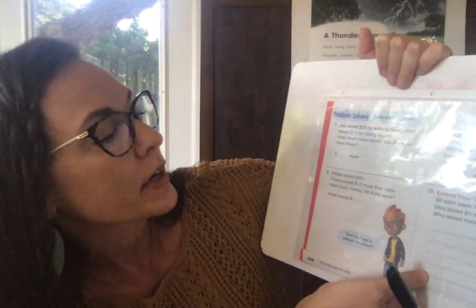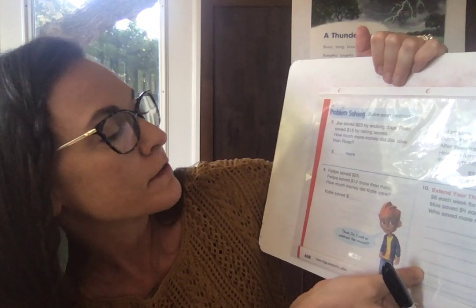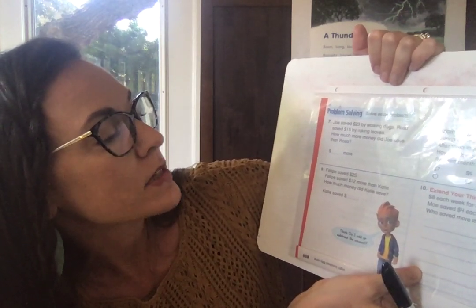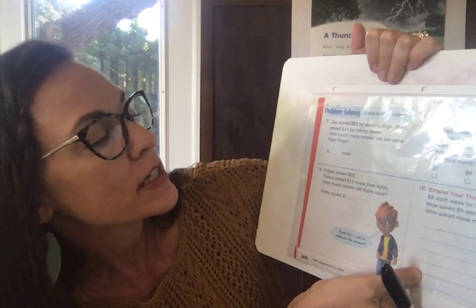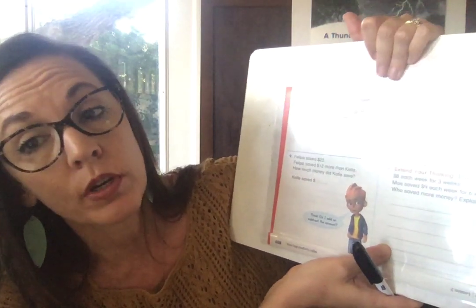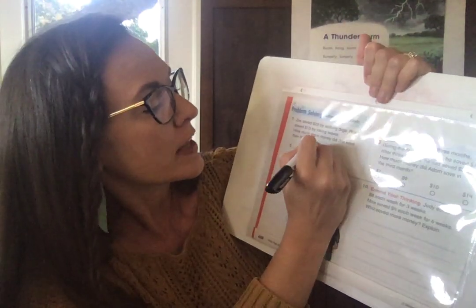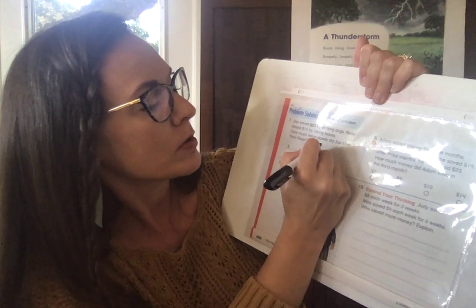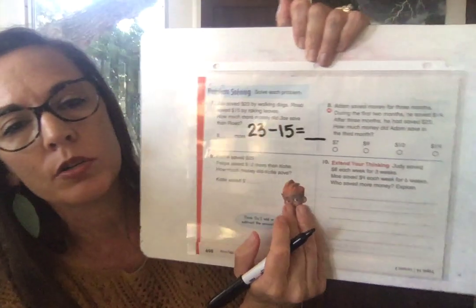Number 7 says Joe saved $23 by walking dogs. Rosa saved $15 by raking leaves. How much more money did Joe save than Rosa? How much more? Tells us again, we're looking for the difference in the two amounts. We're looking to see how far they're spread apart. To find the difference, I'm going to start with the larger number, and I'm going to take away the smaller number to find out the difference in the two.